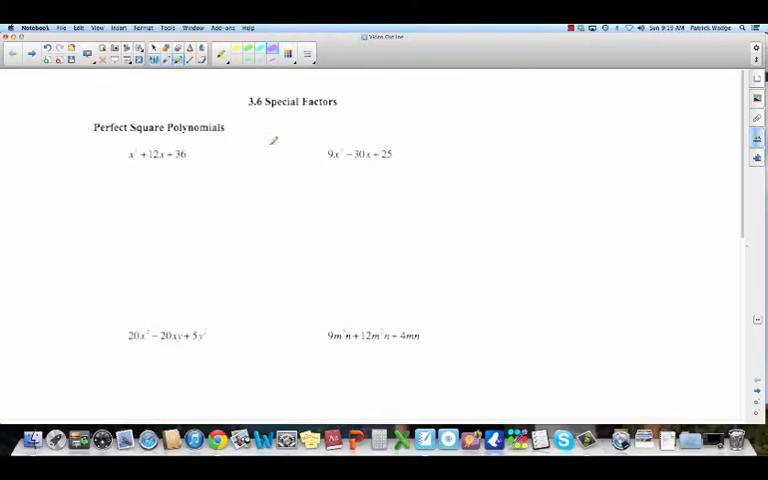Okay, we're on to section 3.6, which is on special factors. This is it. You're going to learn the last type of factoring today. I hope you're like me and you've learned to love it.